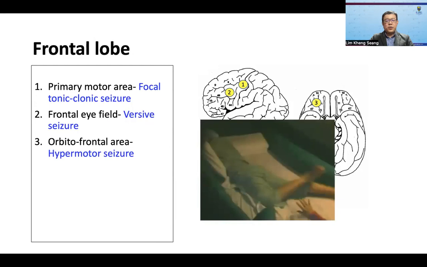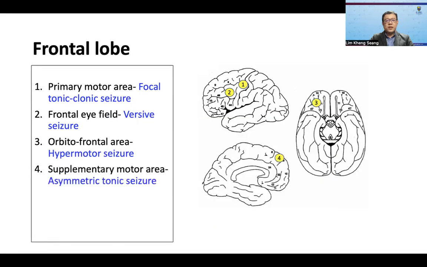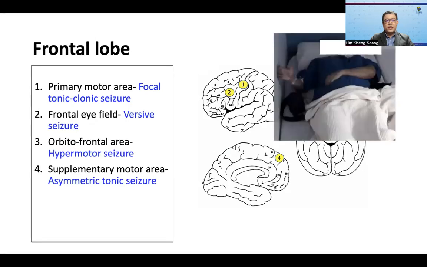Hypermotor seizures usually happen with a lesion in the anterior part of the frontal lobe, like the orbitofrontal regions. Some seizures originate from the medial aspect of the frontal lobe, like the supplementary motor area, as shown in this picture, whereby the right hand is extended and the left hand is flexed. This is called asymmetric tonic seizure or asymmetric tonic posturing.